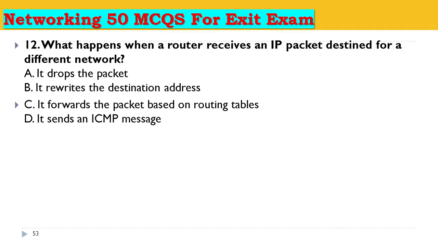12. What happens when a router receives an IP packet destined for a different network? A. It drops the packet. B. It rewrites the destination address. C. It forwards the packet based on the routing table. D. It sends an ICMP message. When the router receives an IP packet, it forwards the packet based on the routing table. So the correct answer is C.